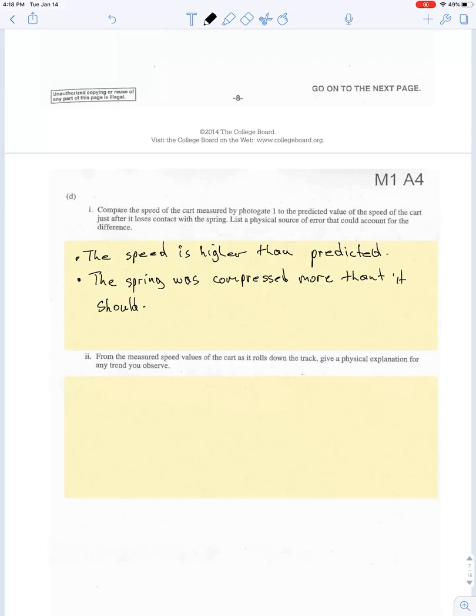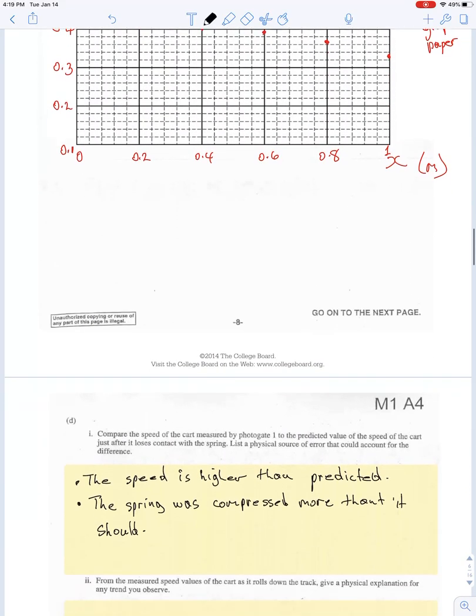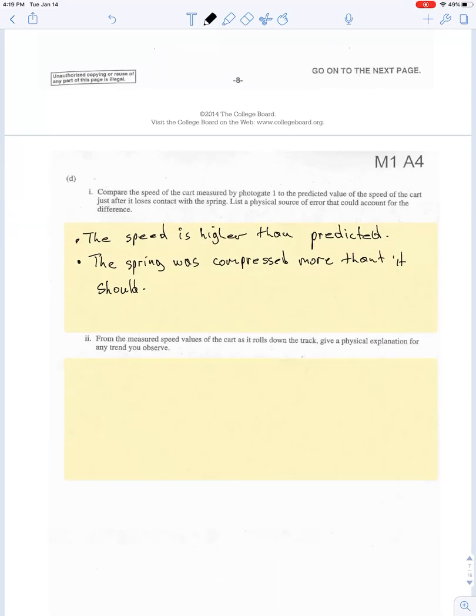From the measured speed values of the cart as it rolls down the track, give a physical explanation for the trend observed. Okay, what did we observe from here? Oh, the speed was decreasing. Remember, if it's a level track, the speed was supposed to be constant. And you cannot let AP trick you like this, man. If you see that there's some decrease in speed rolling over a table or something, then you know automatically you have some friction being done there. That's one. So we see the trend. Let's say what the trend is. The speed decreases when it should be constant.